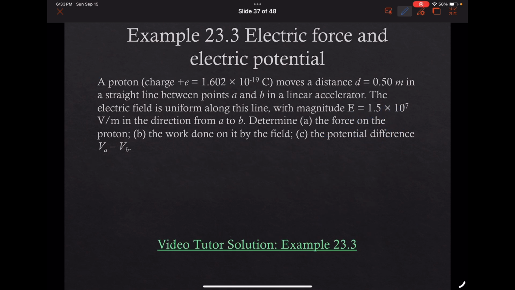Okay, so let's do this example where we can put these new concepts to work. We have a proton, which is a positively charged particle, the same magnitude as an electron, but positive. It moves a distance of 0.5 meters in a straight line between 2 points A and B. The electric field is uniform along this line, we're given its magnitude, and it's in the direction from A to B. Find the force on the proton, the work done by the field, and the potential difference VA minus VB.